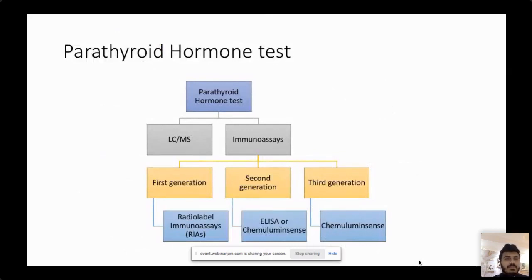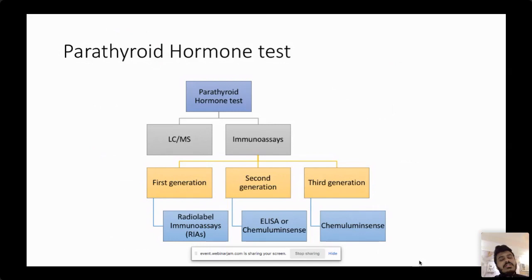So let's go to the lab. The parathyroid hormone test can be detected in the clinical laboratory using 2 methods. The reference method of detection is liquid chromatography mass spectrometry, but unfortunately, although this is the reference method of parathyroid hormone detection, you can always find it only in a reference lab or research lab. The other method is to detect parathyroid hormone using immunoassays.